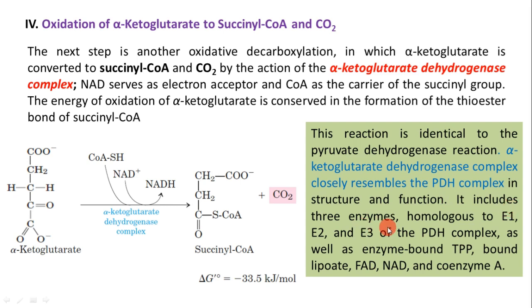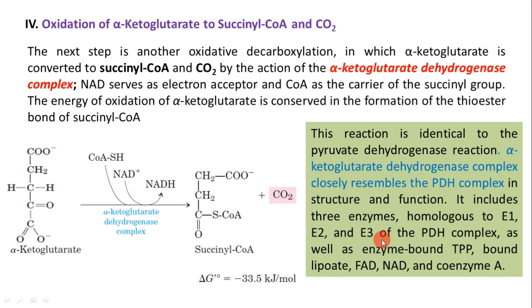It also includes three enzymes homologous to E1, E2, E3. We already studied that in the PDH or pyruvate dehydrogenase complex there are three enzymes: E1, a pyruvate dehydrogenase enzyme; then E2, a lipoyl acetyl transferase enzyme; and another dehydrogenase enzyme also.